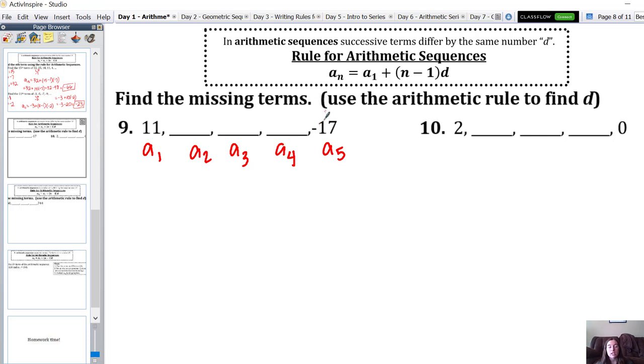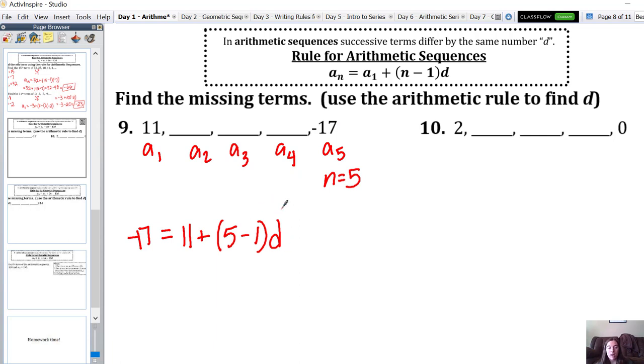So what I'm going to do is use my first term and my last term that I know in my rule, and I'm going to solve for d because I don't know what d is yet. My last term is going to be my a sub n. Here, a sub n is going to be a sub 5, so n is 5. I'm going to use negative 17 for a sub n equals my first term that I know is 11 plus, I have 5 of those terms, so I'm going to put 5 minus 1 times d.